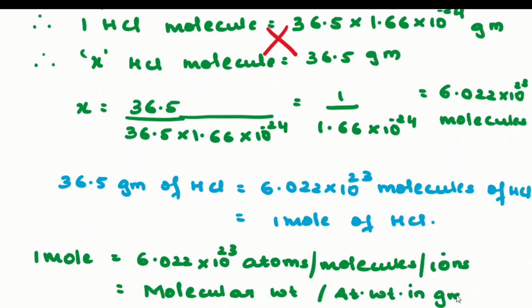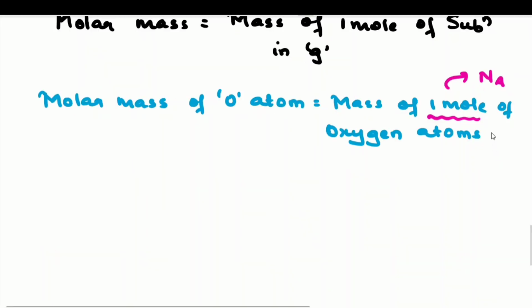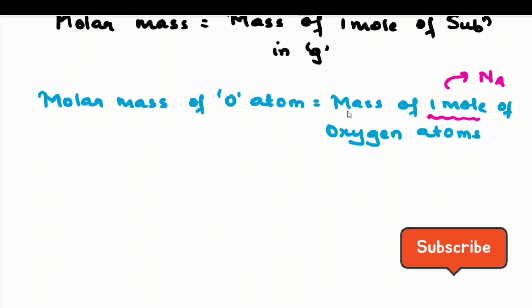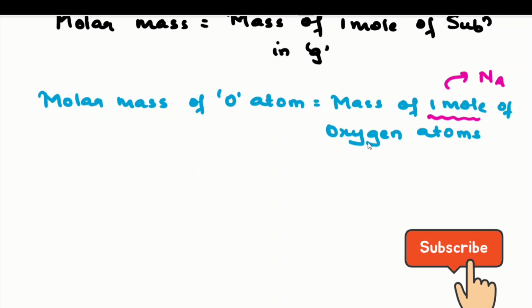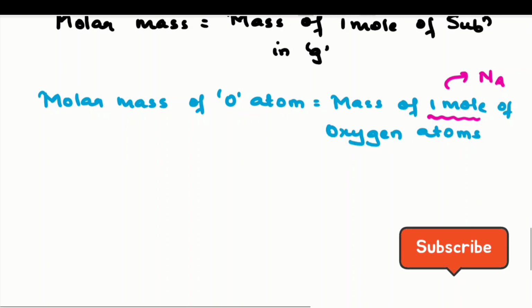Okay. Now let us try to understand the difference between molar mass and atomic mass. If I write down the molar mass of oxygen atom, it is nothing but the mass of 1 mole of oxygen atoms, which is equal to 16 gram. Always remember, molar mass will be written in terms of gram.